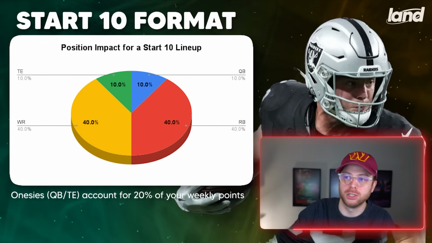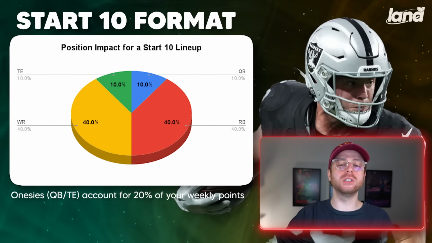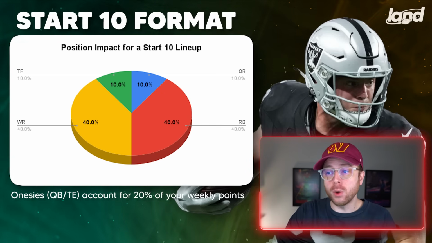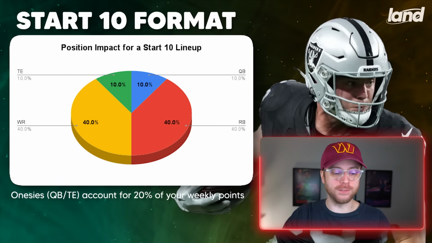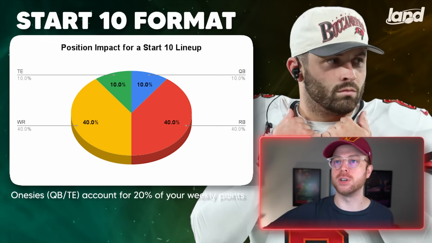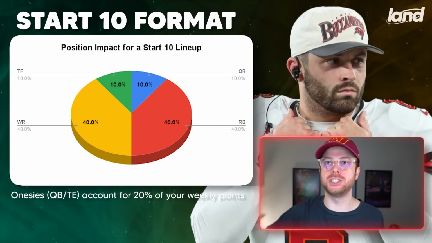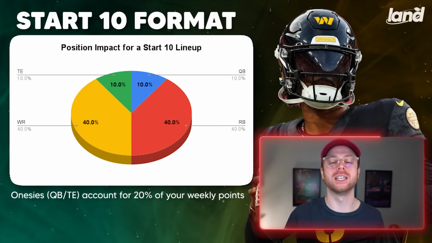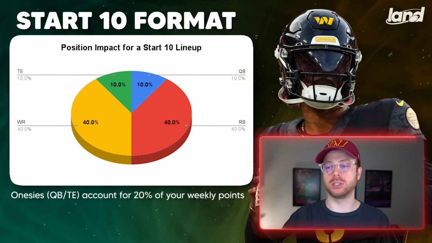Logically, in the start 10, where these onesies don't account for a lot of your starting lineup points, you would be looking for this year's Brock Bowers, the guy that you can draft late that hits. This year's Baker Mayfield, the guy that you draft late and that hits. This year's Jayden Daniels. Those guys are the keys to having those league-winning rosters.